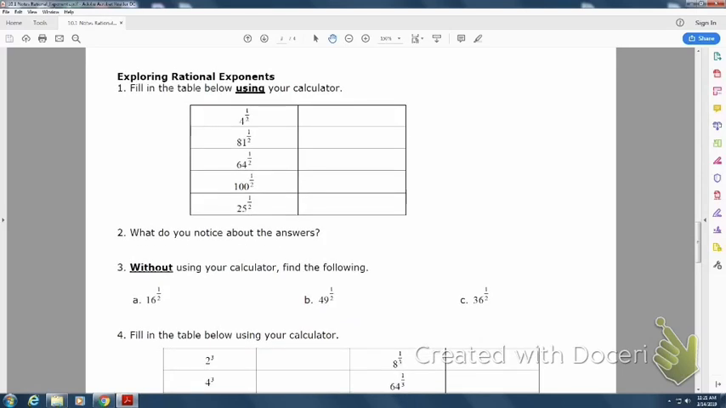Alright, so go to the back, or the next page. If you do not have a calculator, you need to go grab one.